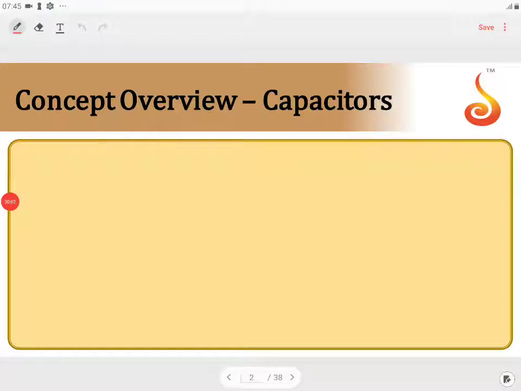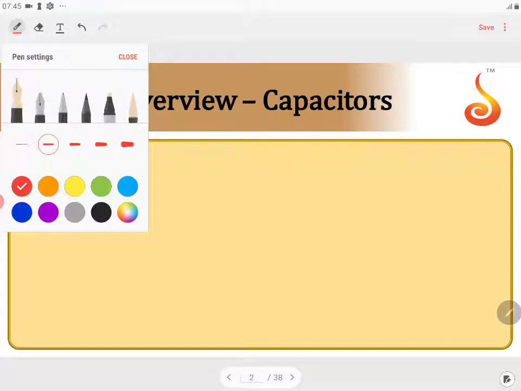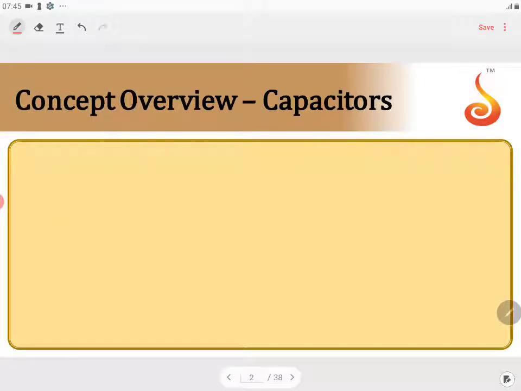Capacitance of a cylindrical capacitor. Now we derive the capacitance of a cylindrical capacitor.